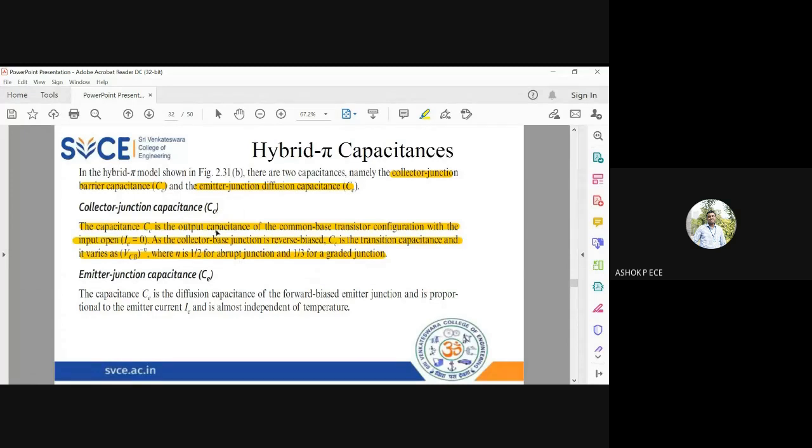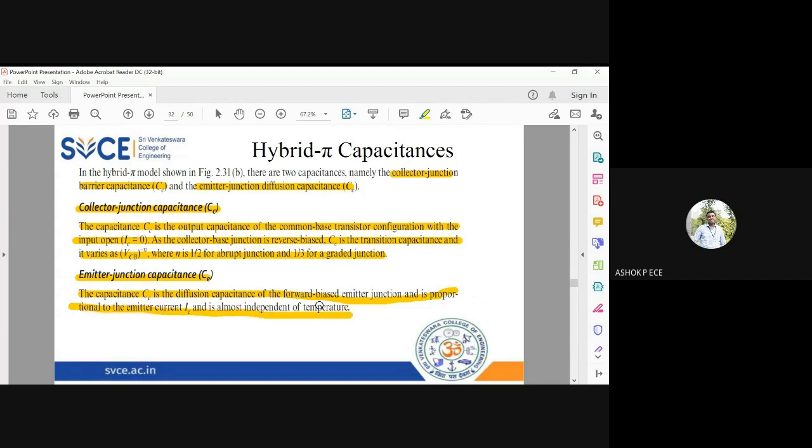CC is going to be the collector base junction reverse bias capacitance. It is also called a transition capacitance. Okay, CC. And you know it will vary with the reverse bias voltage. If the reverse bias voltage is very, very high, the capacitance value is going to be less, so it's inversely proportional. And for the emitter junction capacitance, this capacitance is because of the forward biasing of your emitter base junction. Okay, and it is proportional to the input current and independent of temperature.